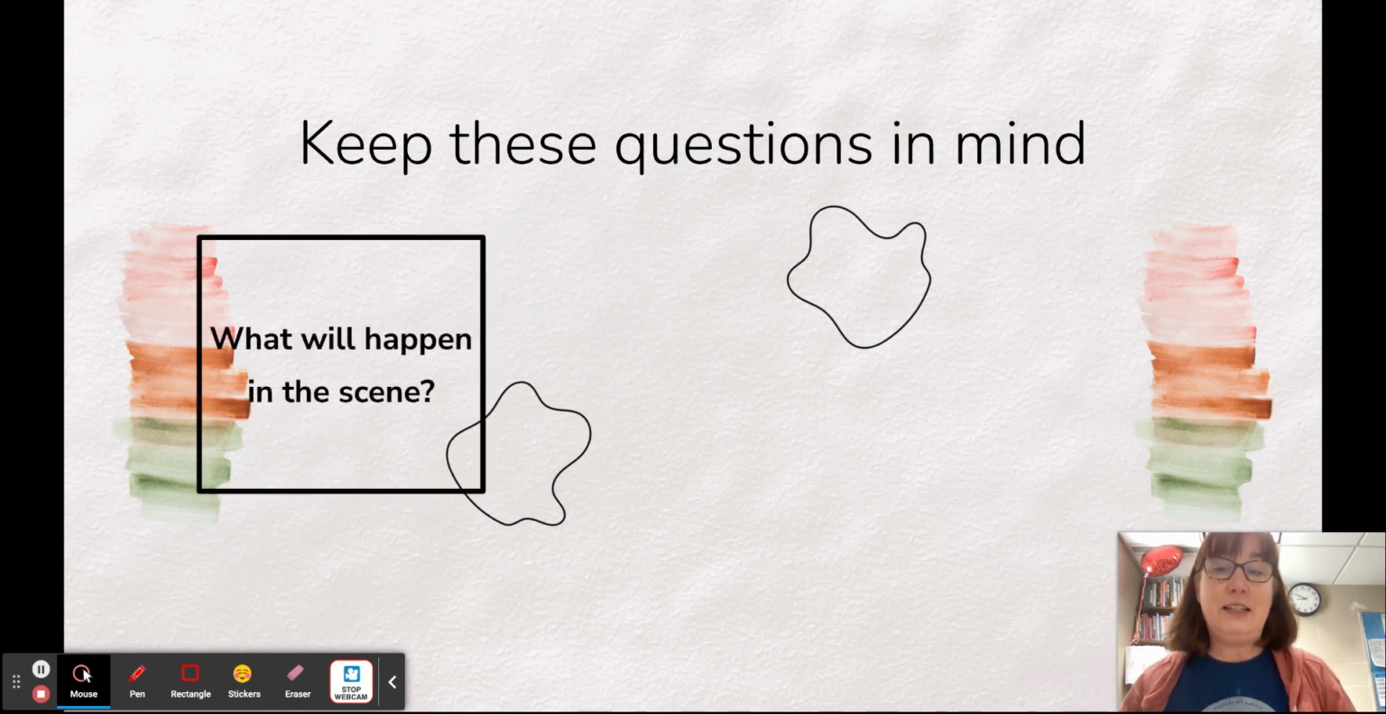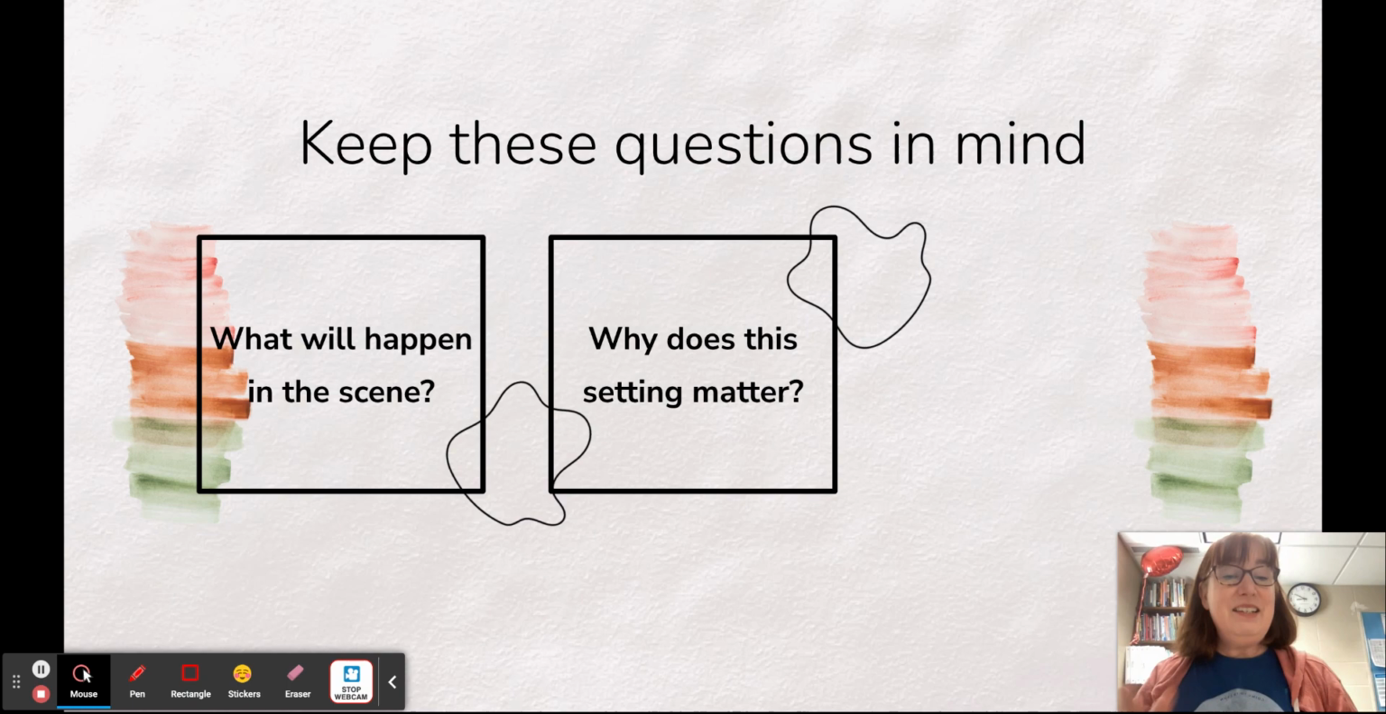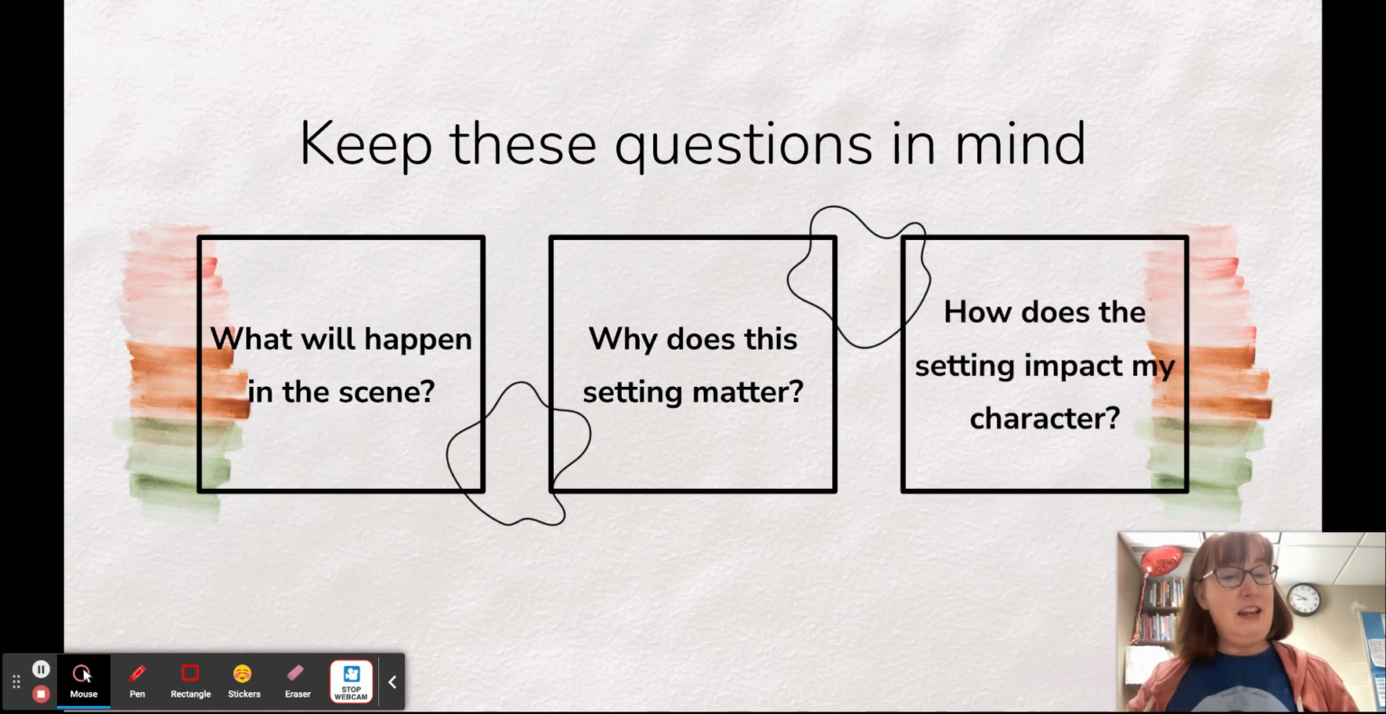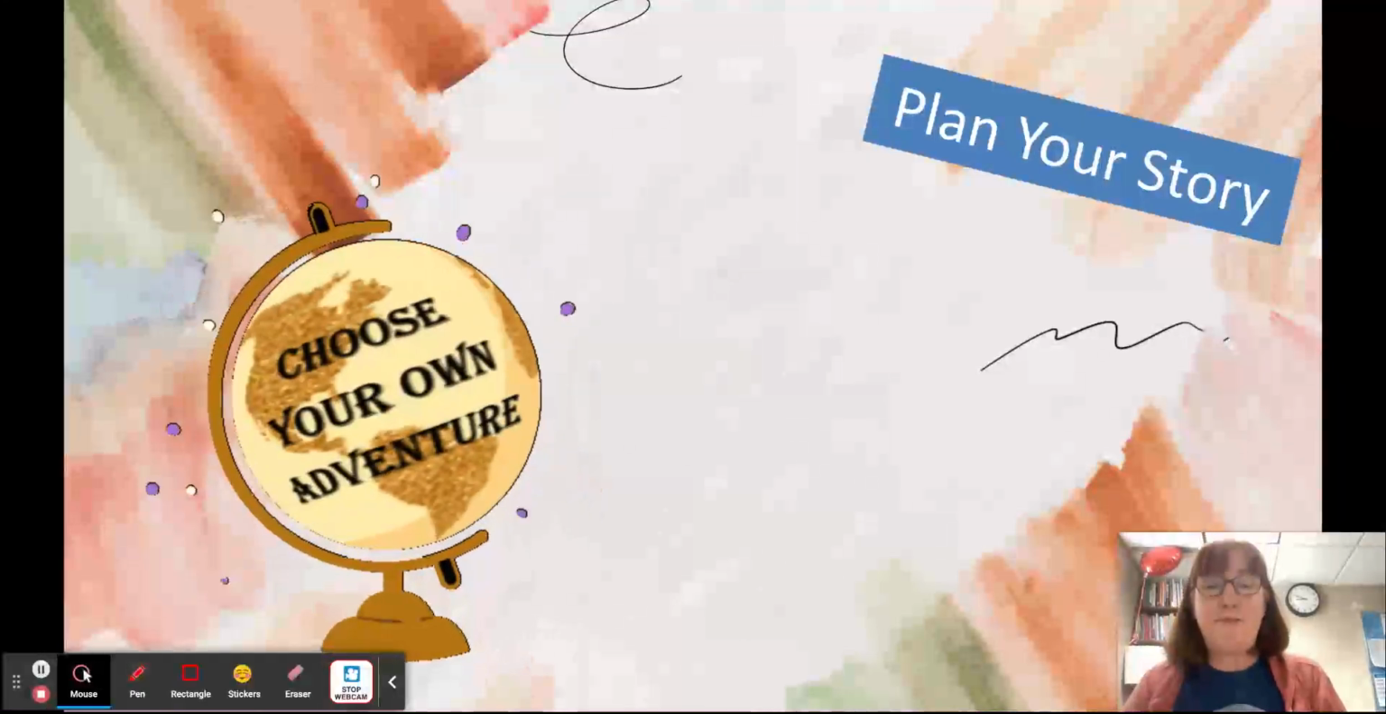You need to keep these things in mind. Think about what's going to happen in the setting, what's going to happen in the scene. Why does the setting matter to the character? And how does the setting impact the character? Or is there any impact that the character has on the setting? Somewhere in your scene, we should be seeing those connections.